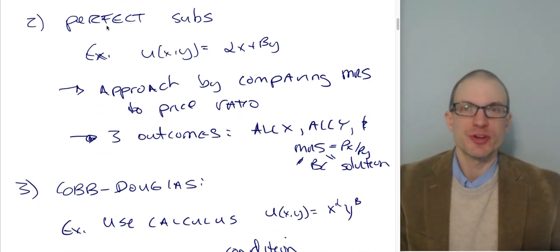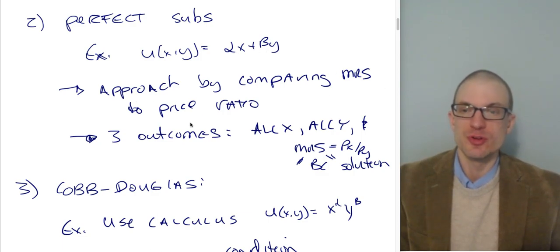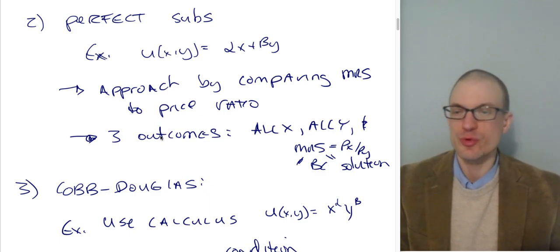If we have perfect subs, it looks something like this. Utility is coming from good X and good Y, and it's the weighted sum of this alpha times the amount of good X and this beta times the amount of good Y. We're just taking the sum of X and the sum of Y. And what we do here is we would compare the marginal rate of substitution to the price ratio and generate three possible outcomes. You can think of those three pictures where we have relatively steeper indifference curves compared to the budget constraint. That gives us our all X solution.